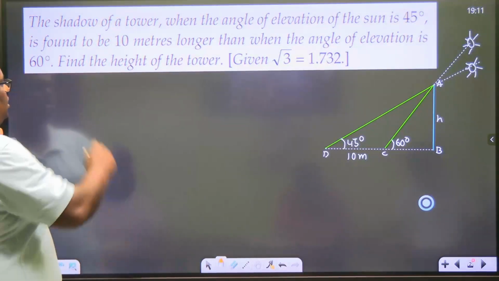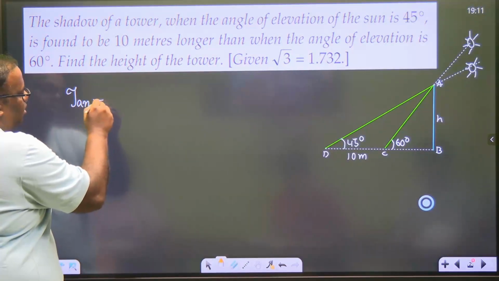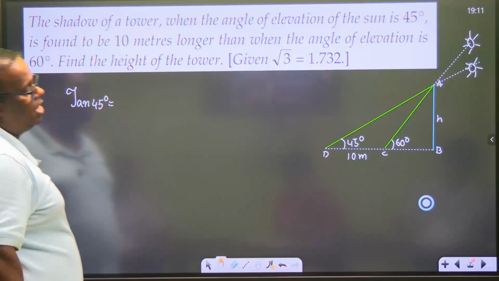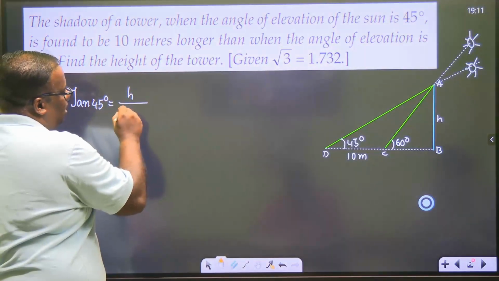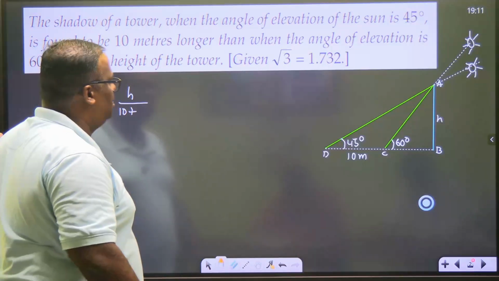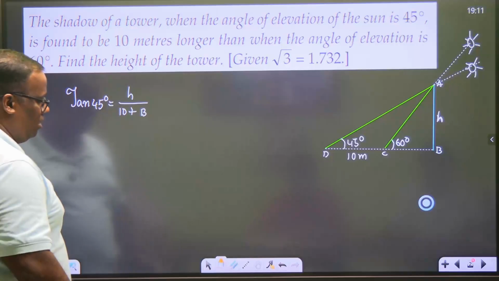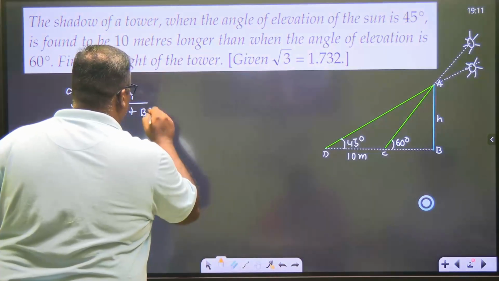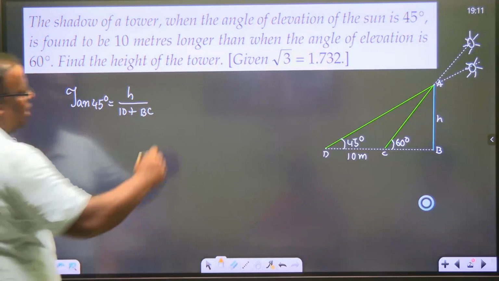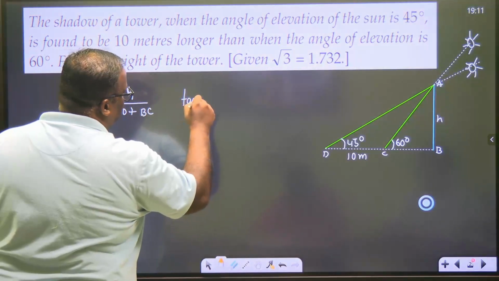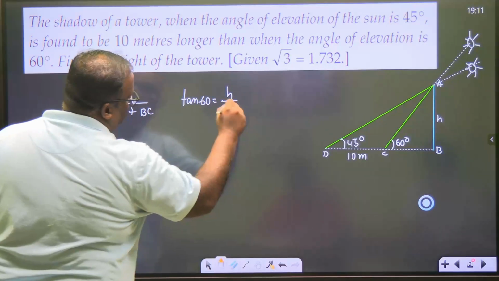So we will use tan of 45 for this problem. Tan 45 will give me how much? H by 10 plus how much? BC. I don't know what happens to BC. We know the value of tan 45. And then we can again take tan 60. Tan 60 is H by BC.